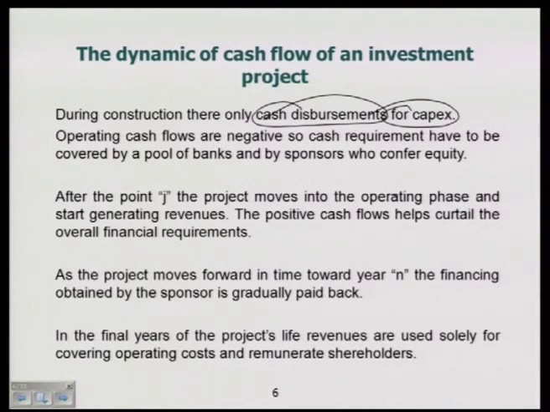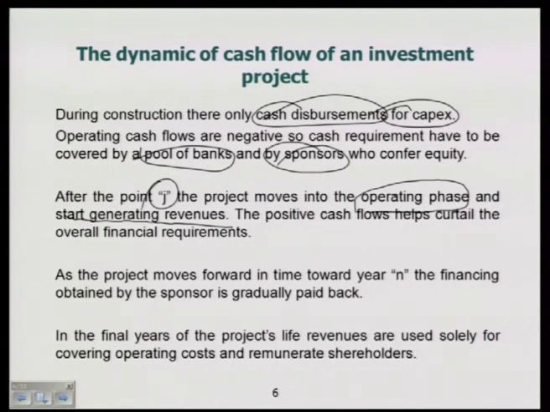The operating cash flows are negative during this period, so cash requirements have to be covered by a pool of banks or by sponsors who confer equity. After the point J in the graph, the project moves into the operating phase. This is an important moment in the project life because it starts generating revenues, and the positive cash flow helps curtail the overall financing requirements.